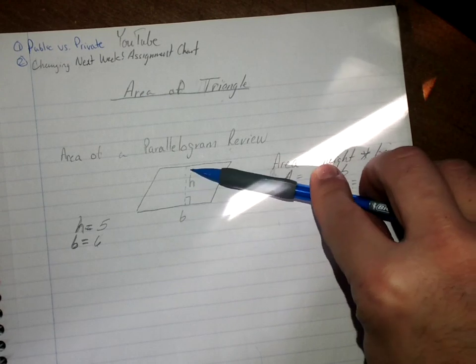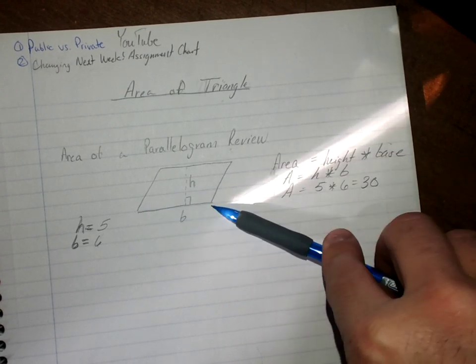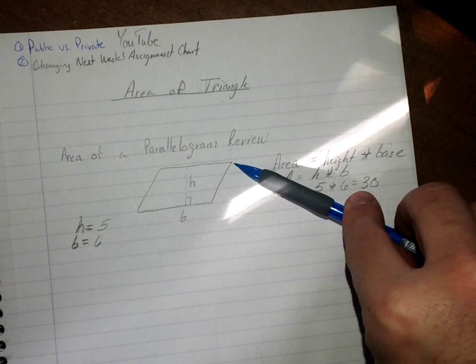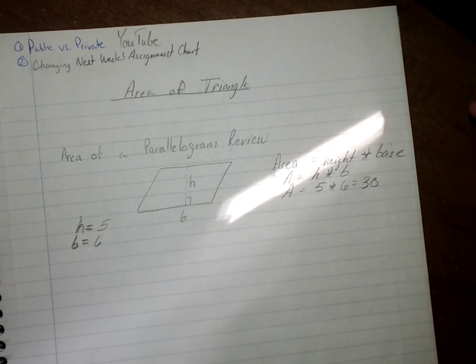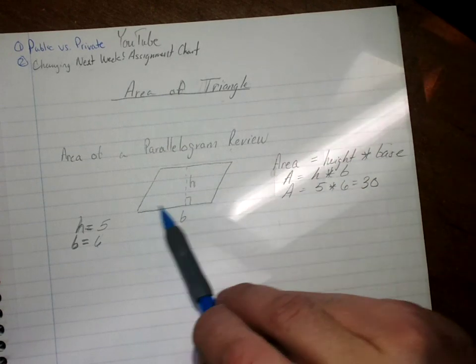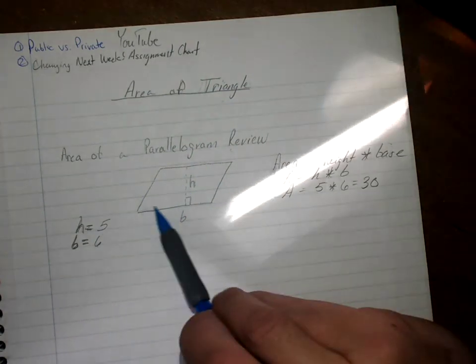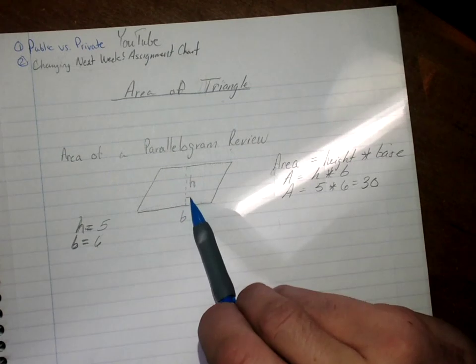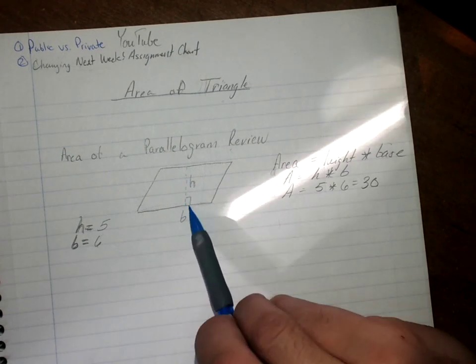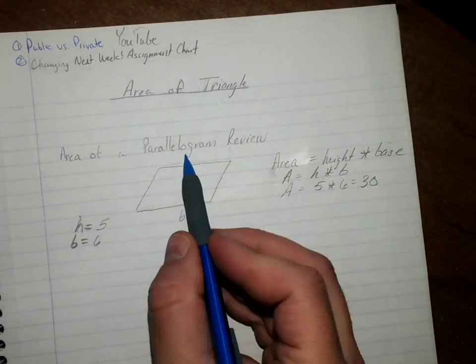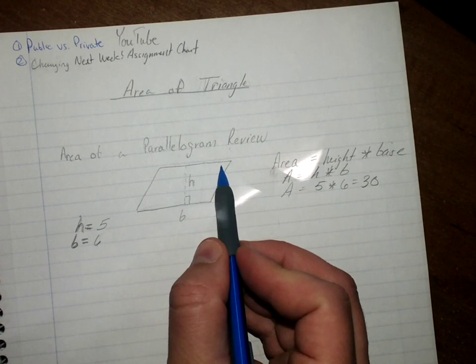So I have the height of the parallelogram, and then I have the base down here, or you could consider the top the base, whichever you'd like, as long as it's the perpendicular line. That means the line that is not running the same way. It's running the complete opposite way and making a 90-degree angle with the height line. So it could be this top line also going across.